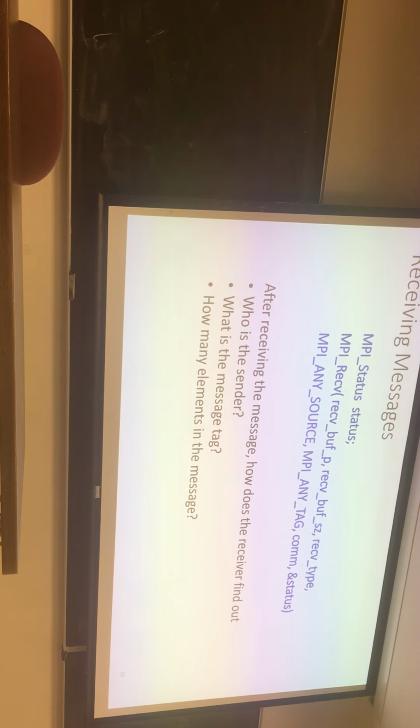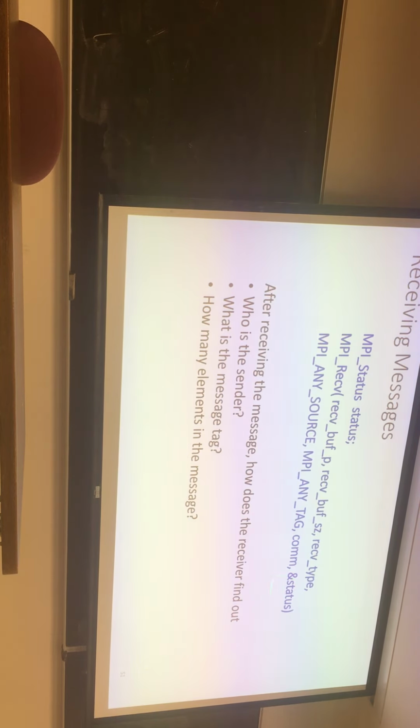So now let's say you have this receive command. You have called MPI receive with MPI_ANY_SOURCE. That means this message can come from any process. And then MPI_ANY_TAG, that means this message can have any value for the tag. That means after you receive this message, the receiver doesn't know who the sender is, what the message tag is, and how many elements are in this message. Then how do you solve this problem?